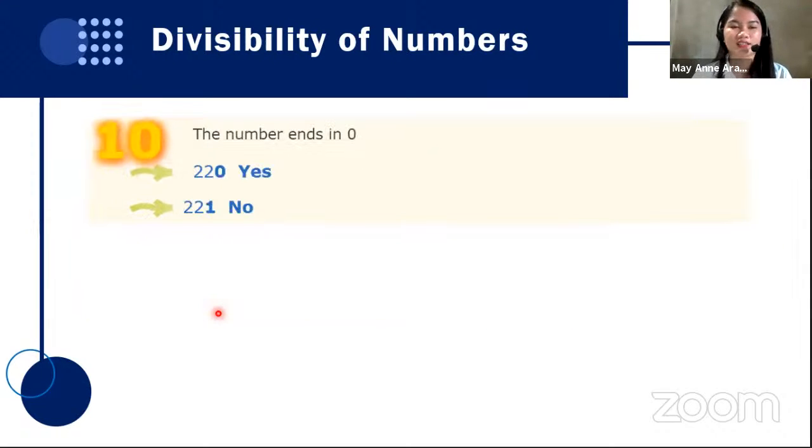Okay, one of the easiest also, 10. If the number ends in 0, therefore that number is divisible by 10. So 220 ends in 0, so yes, this is divisible by 10. And for 221, since it doesn't end in 0, then this is not divisible by 10.